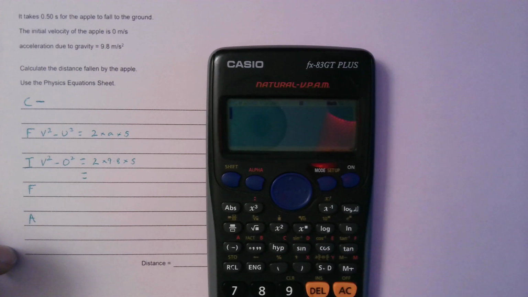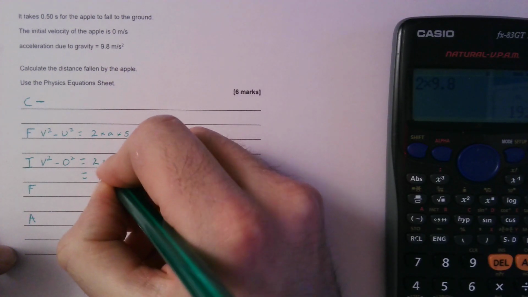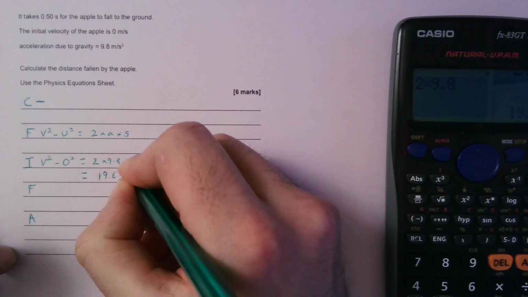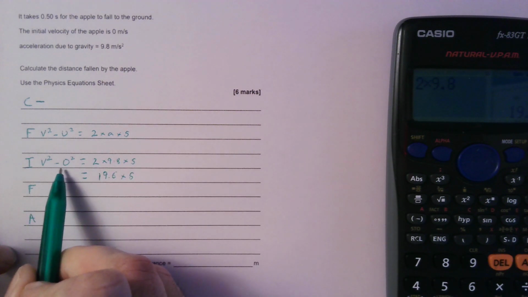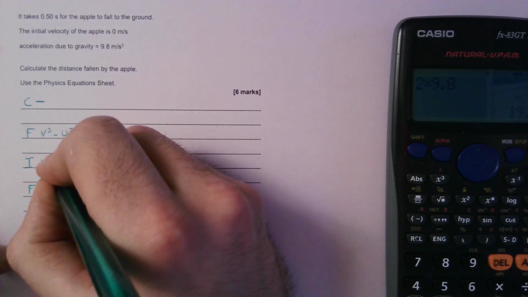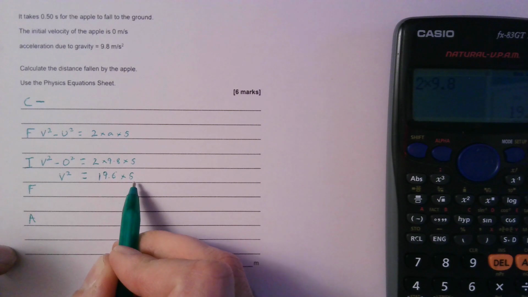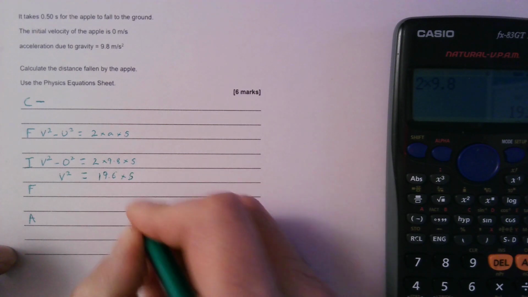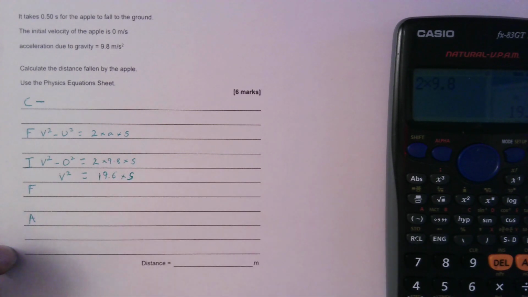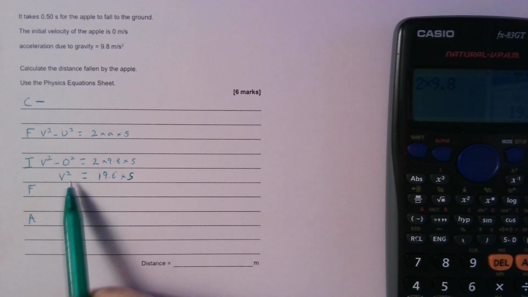So 2 times 9.8 gives us 19.6 times s, and the 0 squared we can just get rid of because it's 0. So it's actually v squared equals 19.6 times s. Remember that is an s, it's not a 5. All we need to know now is what the final velocity is.